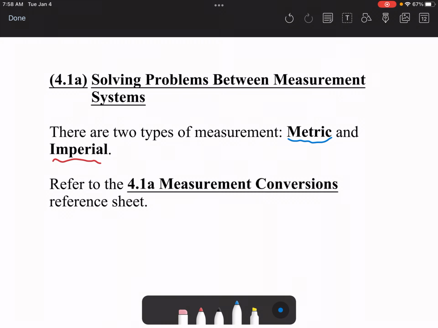Now, to actually take a look at this, you might want to print out this 4.1a measurements conversion reference sheet. It can be found under the 4.1a lesson, and you can print that out and use it as a reference sheet to change between these measurement systems. So let's look at doing this.